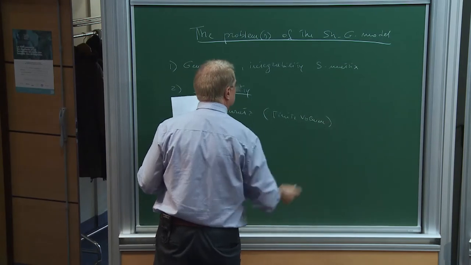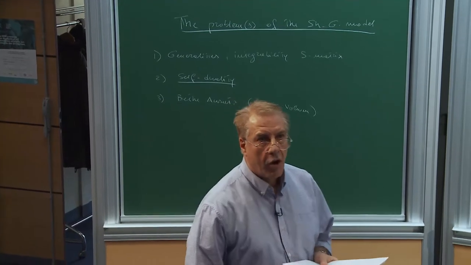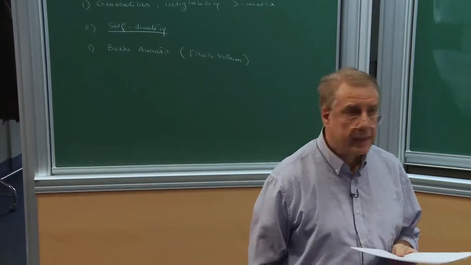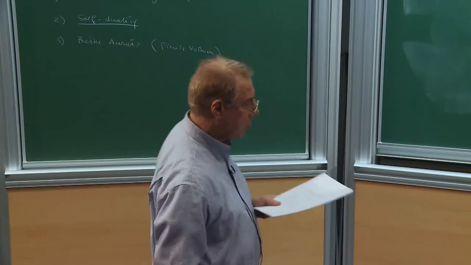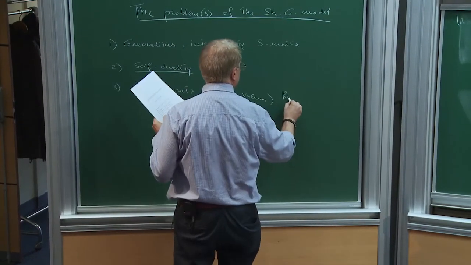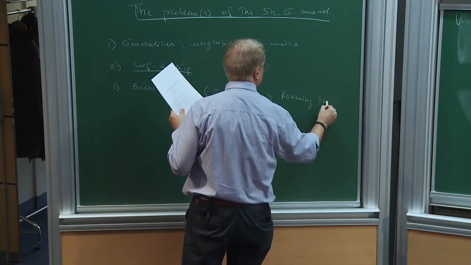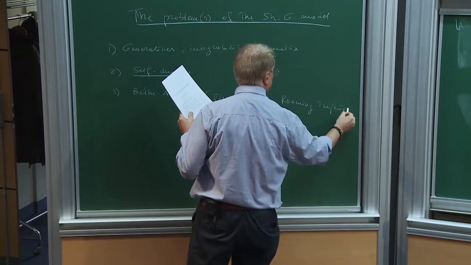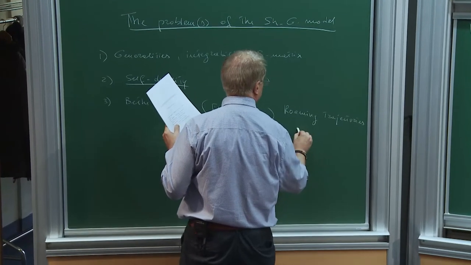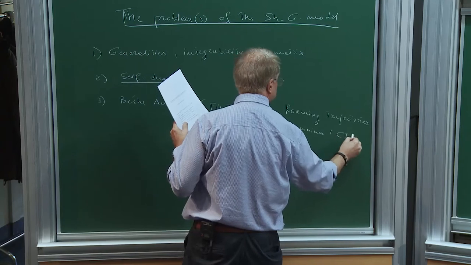And we will see that this theory, as a matter of fact, is the mother of a very intriguing renormalization group flow, which leads to the so-called roaming trajectory, and minimal conformal field theories.